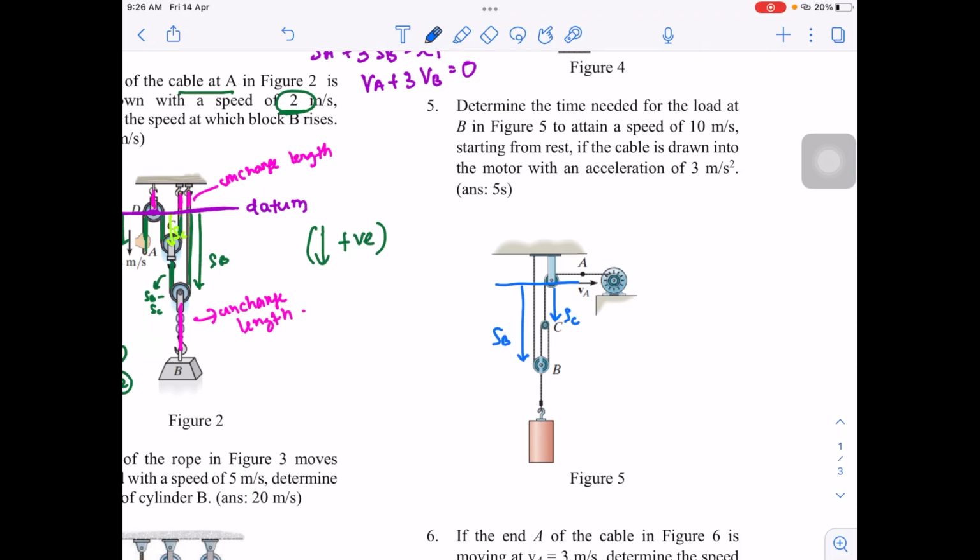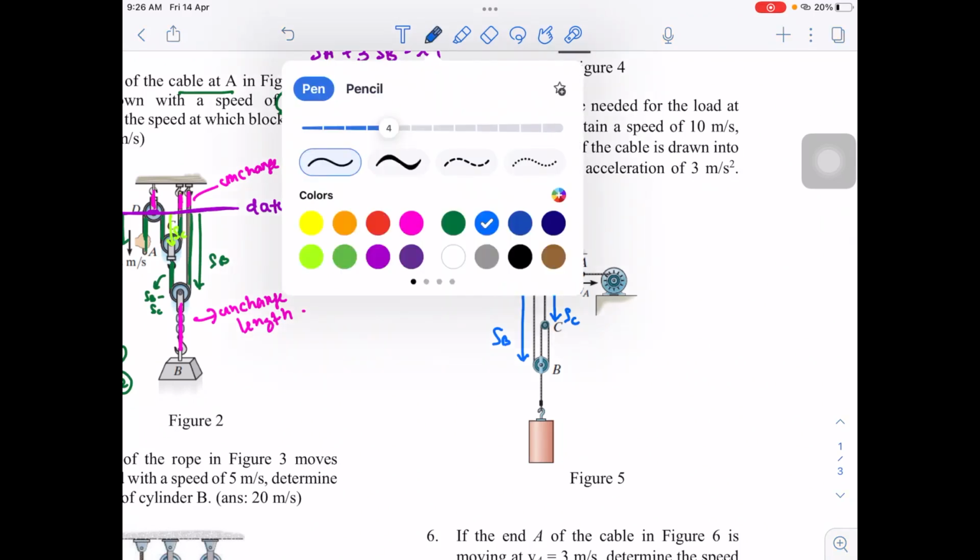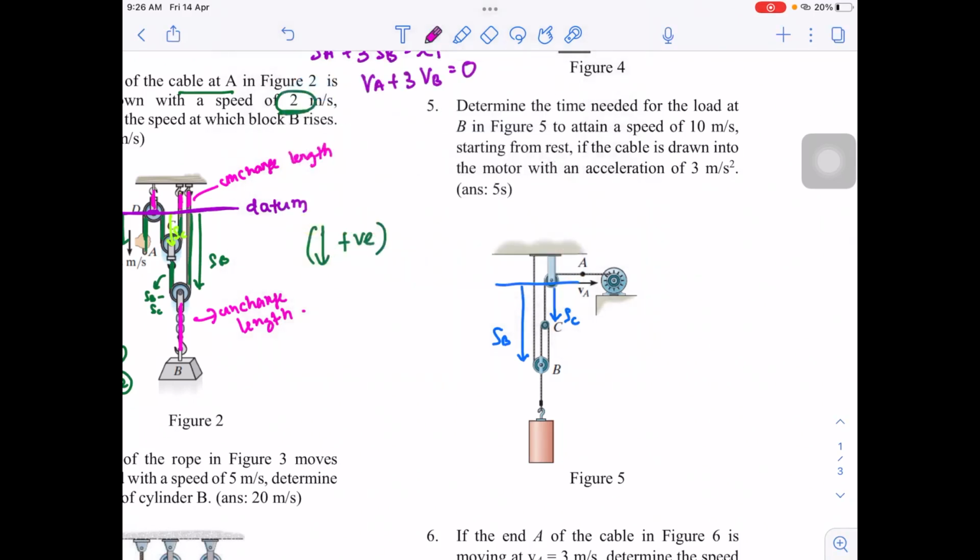Okay, and then we draw one more for SA. Our datum will be like this. So this is your SA. Okay, your SA. That is the first way, method 1. Okay, then we add.